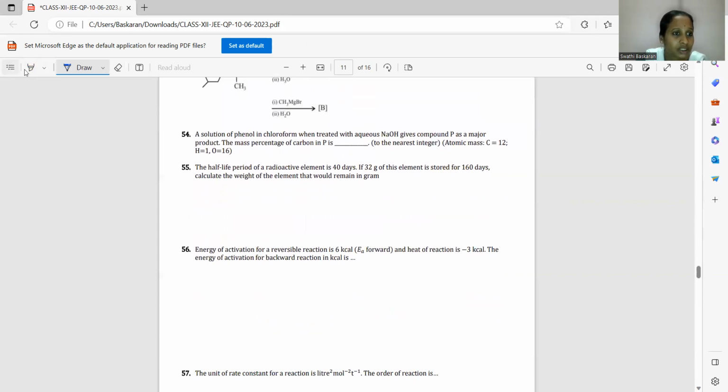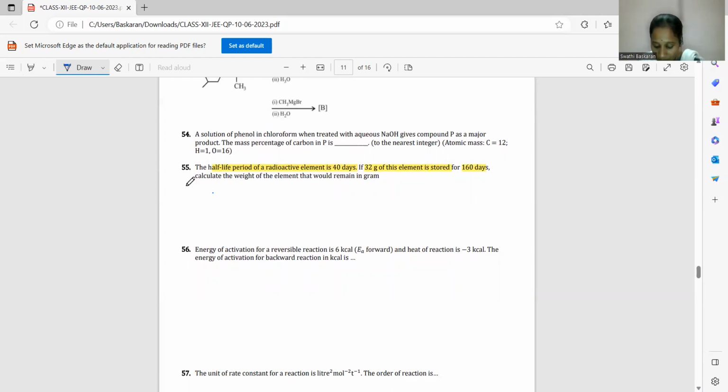Yes, next question is question number 55. What are they asking? The half-life period of a radioactive element is 40 days, and 32 grams of the element is stored, which means that is the initial amount, for 160 days total time. Calculate the weight of the element that would remain in grams. So here we have a formula. What is that formula?